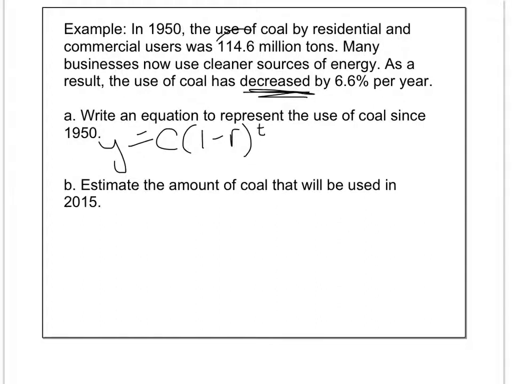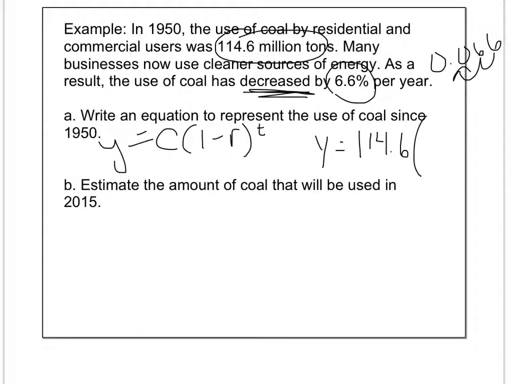So I'm looking for C as my initial amount. So that's going to be that 114.6. My percentage, that 6.6%, I'm going to make that into a decimal, always remembering to move over the decimal place twice. Now I'm going to write 1 minus that decimal and raising it to the t power.